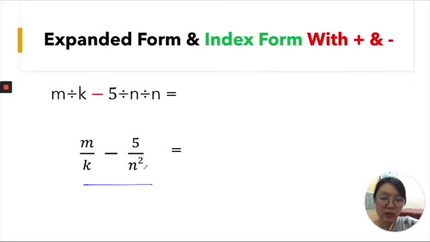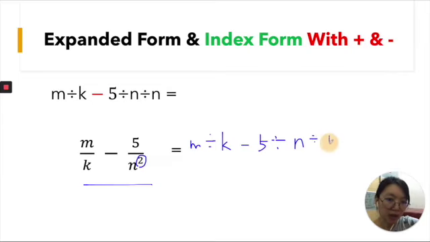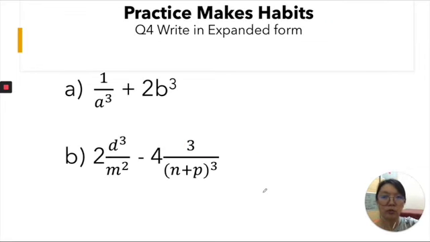Here I have index form because there is no repeating alphabet. I'm going to put it into expanded form. Last time we put in all the multiply. Now we put in all the divide. So m divided by k minus 5 divided by n squared. N squared means n 2 times divide by n. That's it. Try out, practice makes habits.